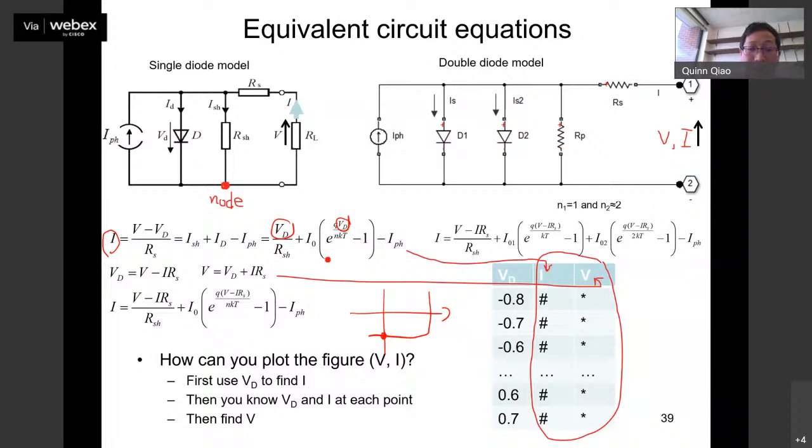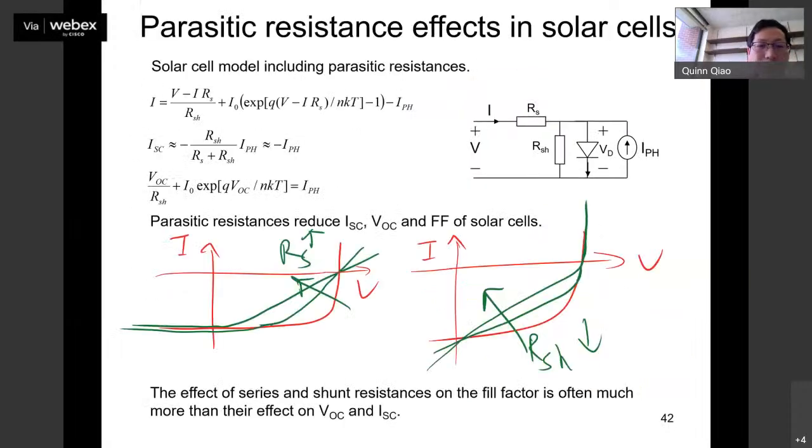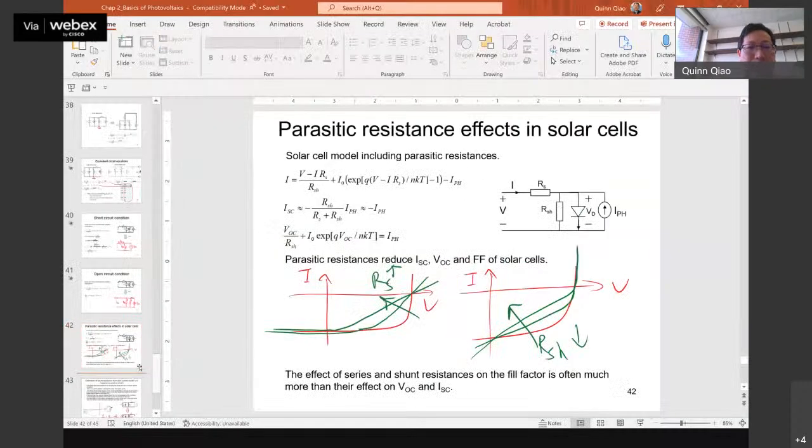Here you have the shunt resistance, and the series resistance is here, where you have V and RS. When you plot the IV curve, you have RS and RSH. You will figure out, when you plot that by yourself, what happens when the series resistance increases. Let me start a new slide so I can plot it.